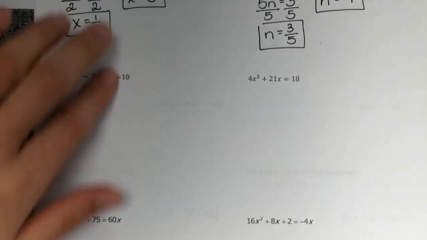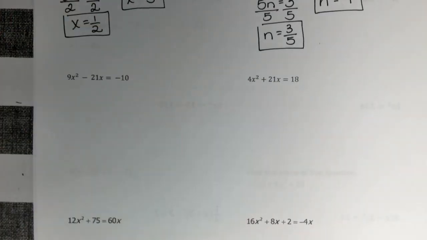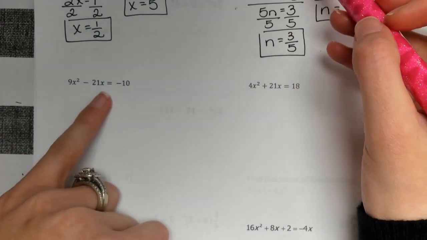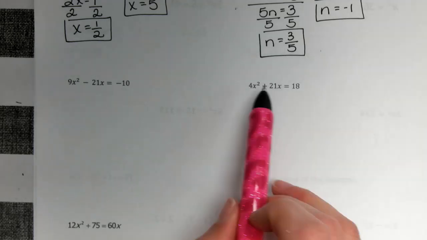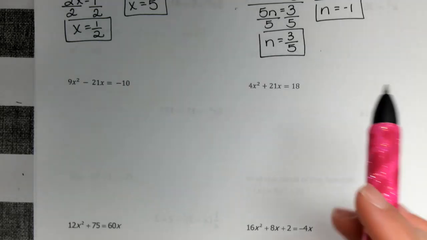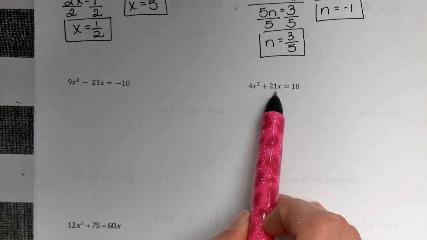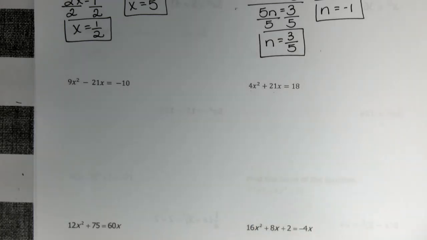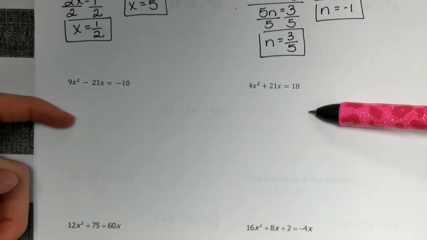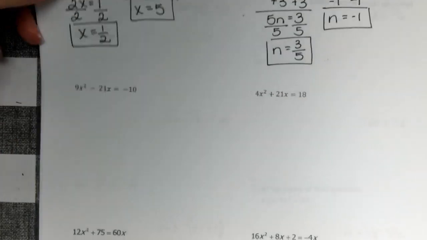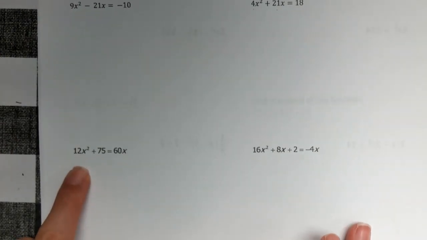We're going to skip the next one and move on to 4x squared plus 21x equals 18, just because those are pretty much the same steps. So, this is 2, but we're still going to do it. Okay. 4x squared plus 21x equals 18. What do I need to do? Actually, if y'all are good, we can skip both of these. Y'all want to skip both of these? Y'all are okay? Alright. 12x squared plus 75 equals 60x.